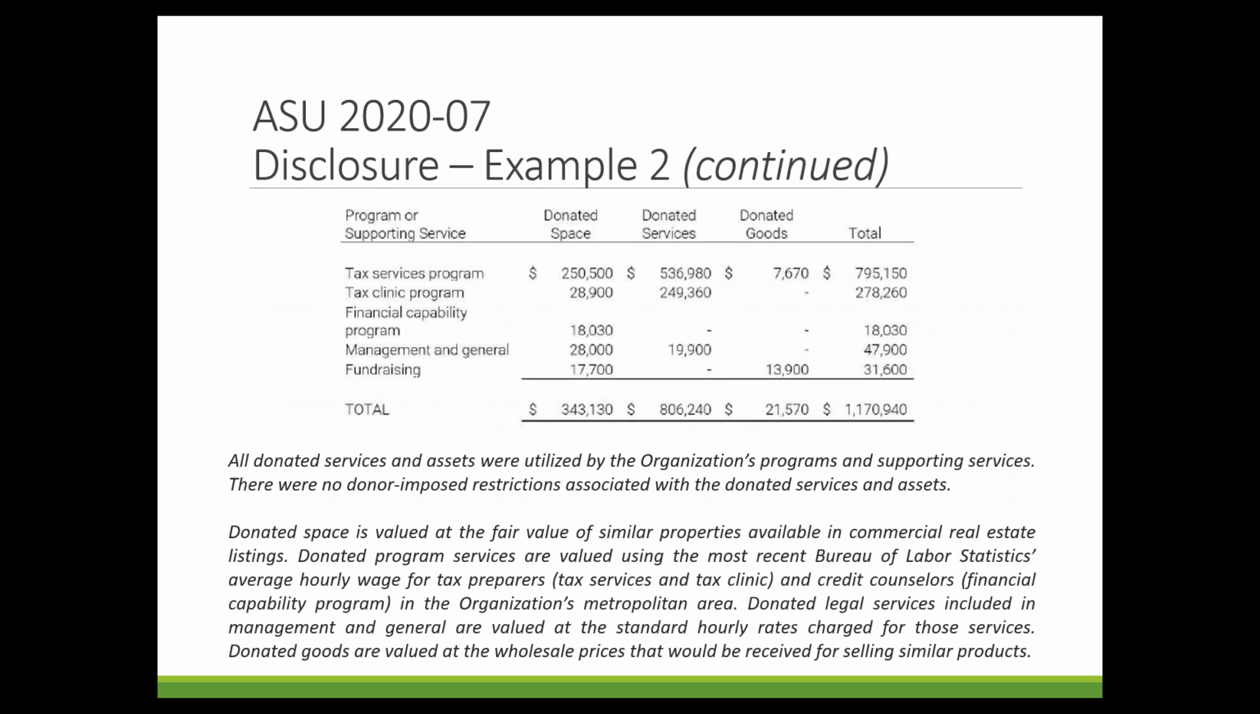Here's another example of how you can break it out using a tabular format, breaking it out by donated spaces, donated services, donated goods. This is a good way to do it if your different programs receive a lot of different types of in-kind contributions, as opposed to maybe you only receive donated services for one program and donated goods for another. So this is another good example of that.